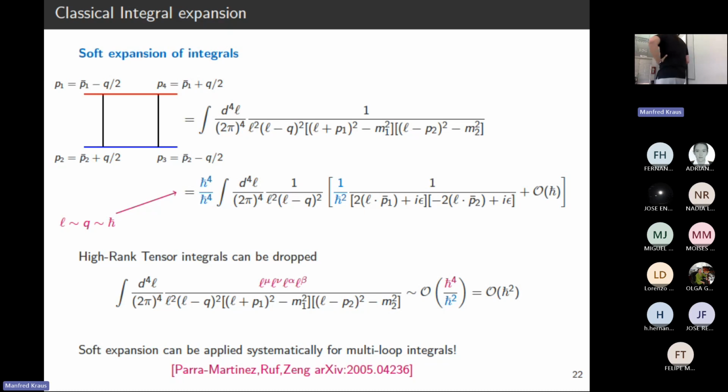In the multi-loop amplitude, it's very nice. For example, if you have high tensor inputs in your amplitude, they're immediately of higher orders in h bar. So a lot of those you don't even have to keep track of. You just throw them away. And in this way, you can systematically expand all of your integrals.